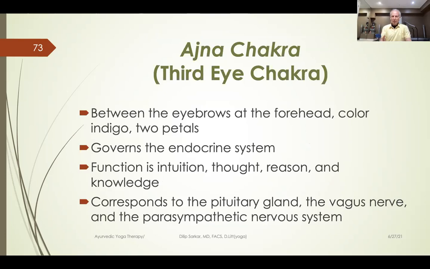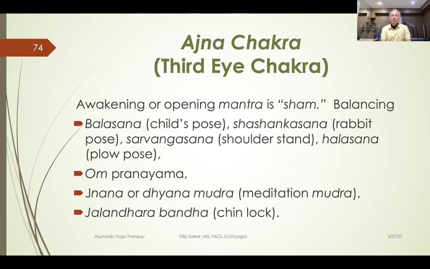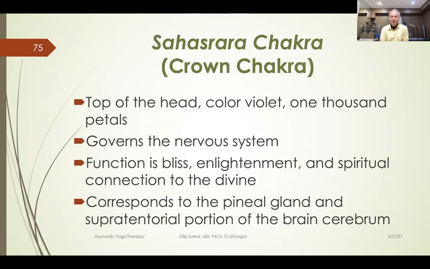Third eye chakra. Same thing, I put it together. What are the functions? What the sight? What the color? An awakening sound will be sham. So when you do that, you'll see lum, vam, rum, yum, hum, sham. What are the asanas? What are the pranayamas? What are the mudras and bandhas? Go to the crown chakra, top of the head. What is the color? How many petals? 1,000 petals, governed nervous system, where the function is bliss, and it corresponds to your pineal gland and a portion of your brain.